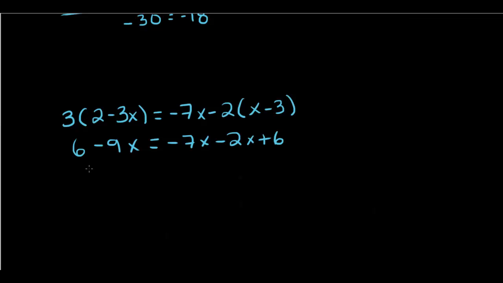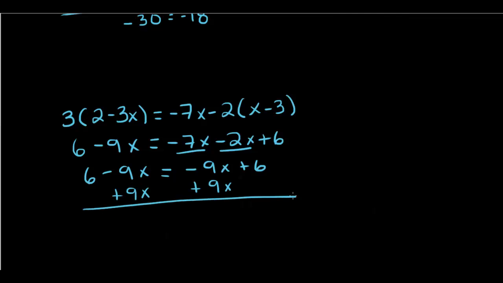Now we're going to combine like terms. The like terms are negative 7x and negative 2x. So that gives me negative 9x plus 6. Again, I want to have all the variables on one side, so I'm going to add 9x to both sides, and that's going to give me 6 equals 6.